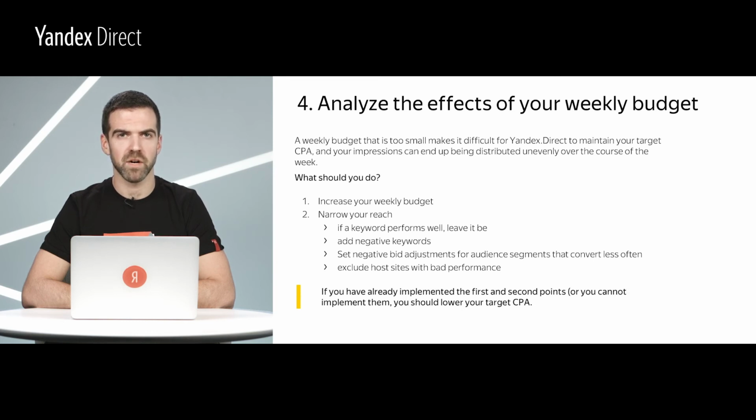After all, weekly budget limits do, in fact, affect your reach and your CPA. You can increase your weekly budget, narrow your reach, leave keywords that perform well, add negative keywords, set negative bid adjustments for less effective audiences, exclude host sites with bad performance. If you have already implemented the first and second points, or you cannot implement them, you should lower your target CPA.